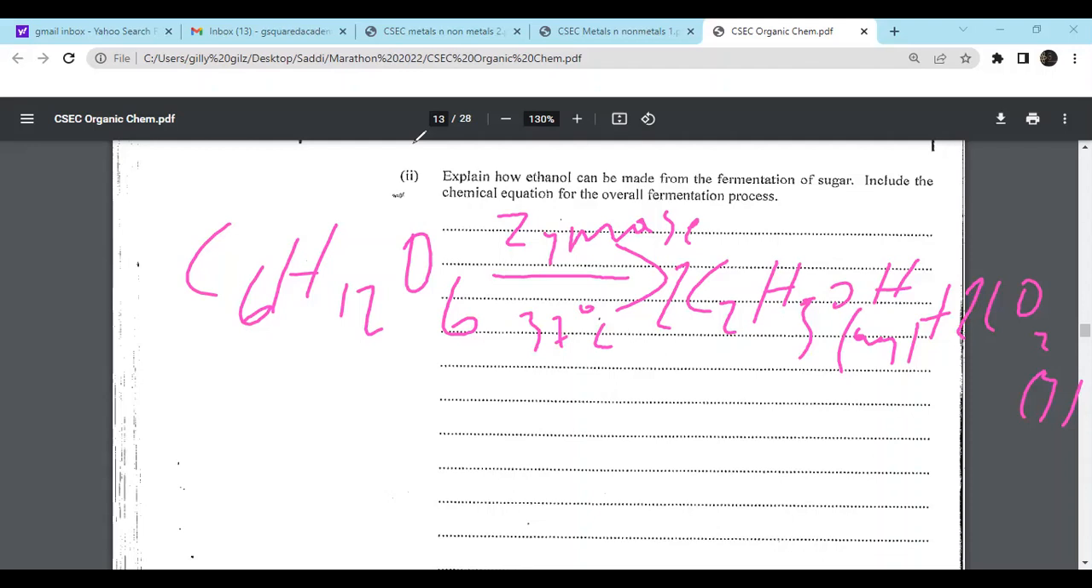Basically, this is what the examiner is asking you for. Explain how ethanol can be made from the fermentation of sugar. So you simply say that the glucose is mixed with yeast, which contains zymase, at 37 degrees Celsius. And this is without oxygen. And then after some time, you're going to see bubbles and you're going to get ethanol forming after that. Okay?